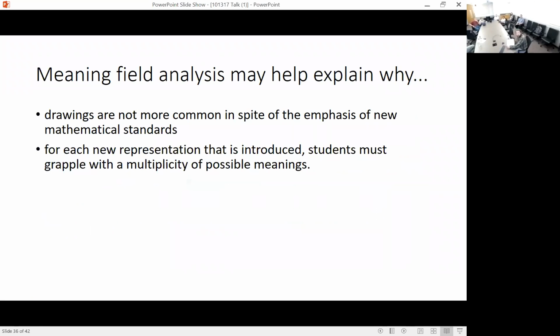Implications. We found only 23% of the student responses in 4th grade included mathematical drawings, although all 8 problems asked students to. And it seems like meaning field analysis might help unpack why that's happening.